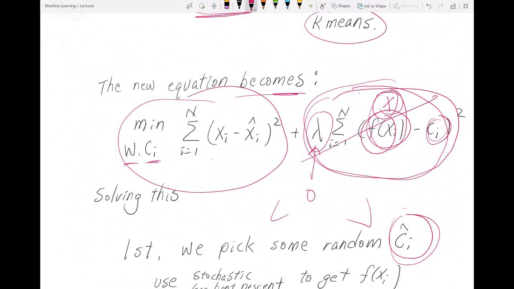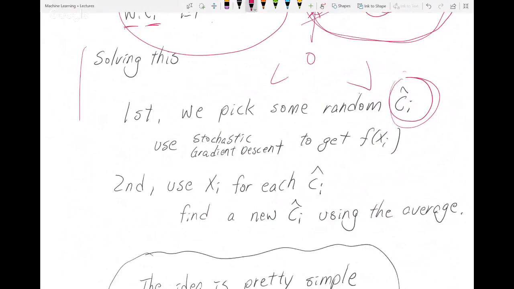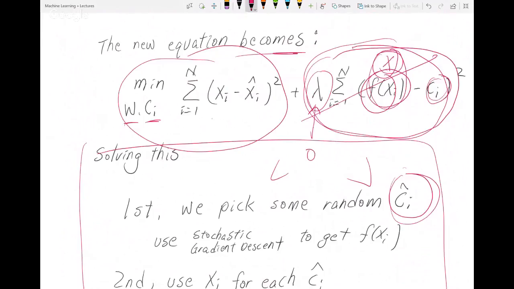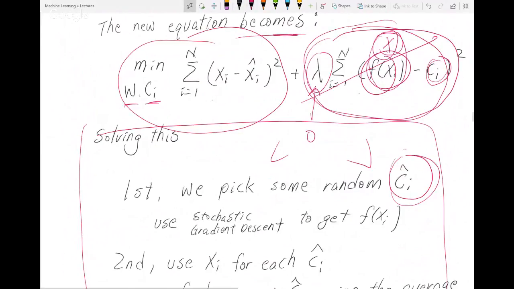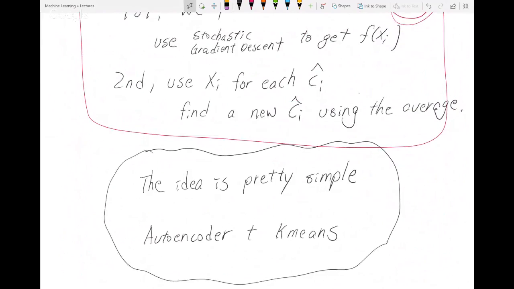Okay. Now, like I said, you use the same steps as k-means to solve this. Take some center and then do some stochastic gradient descent, and you can now solve this. So the idea is pretty simple: just autoencoder with k-means.